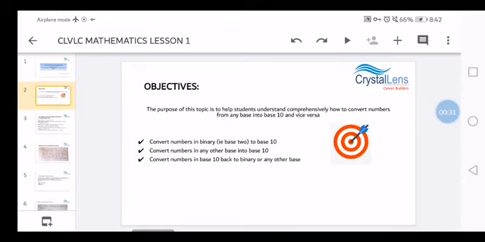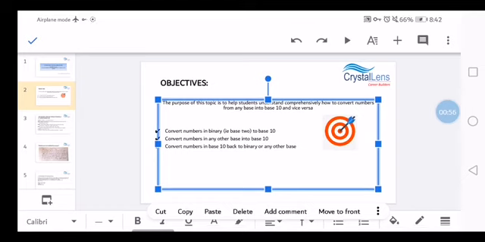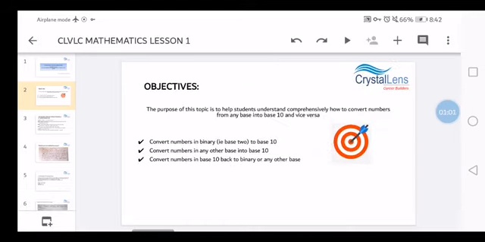Here I have the objective of this topic. At the end of this topic, every student must be able to convert numbers from binary form into base 10. When I say binary form, I simply refer to numbers in base 2. You should be able to convert numbers in base 2 to base 10. You should also be able to convert numbers in other bases such as base 8, 5, 3, 12, as the problem might imply, into base 10, and also vice versa.